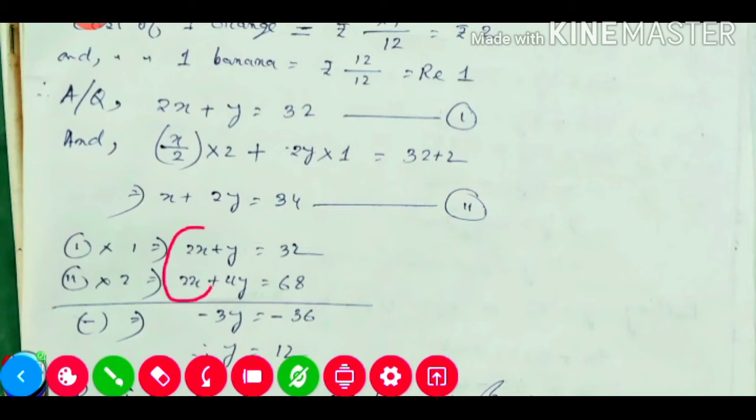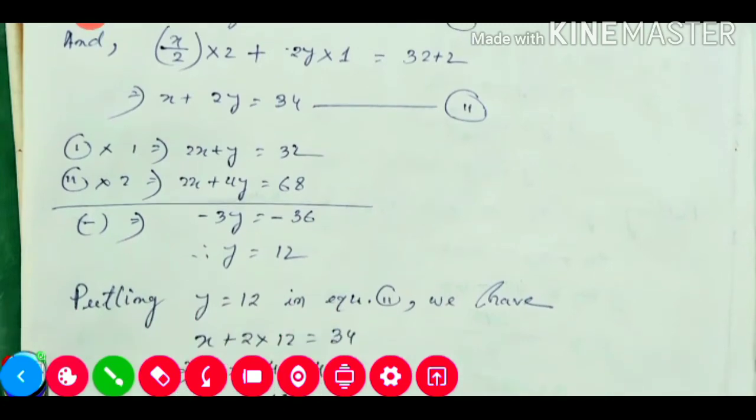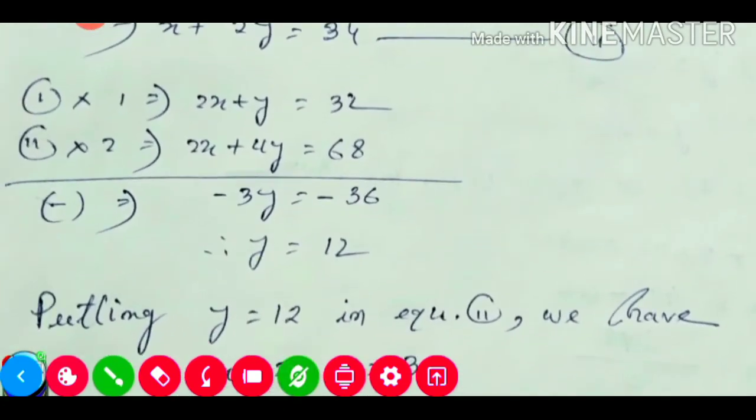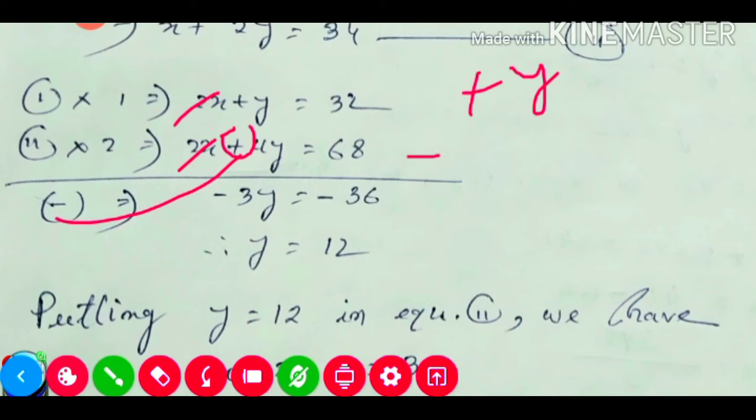Now here both signs are equal, plus plus, so we need to subtract. We need to do minus. So 2x both are the same and will be cancelled, and this one will be plus y, and here minus 4y, so plus y minus 4y will be minus 3y.